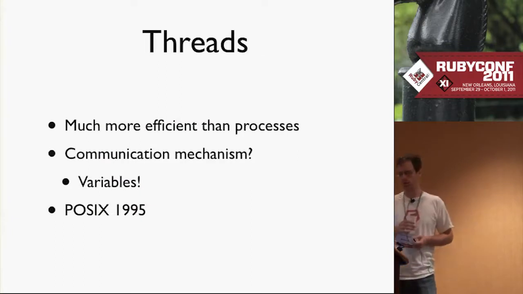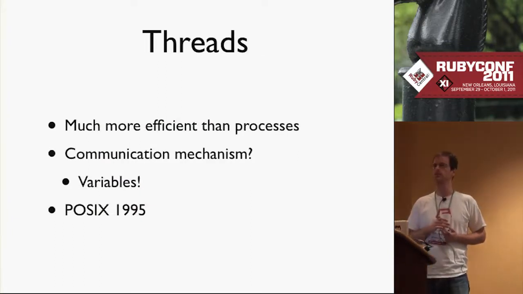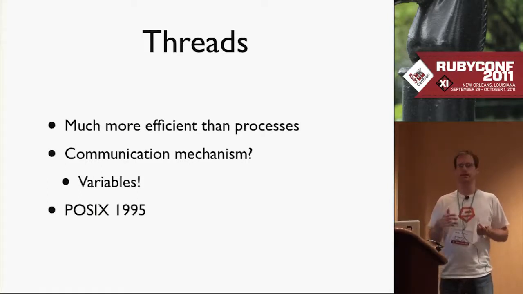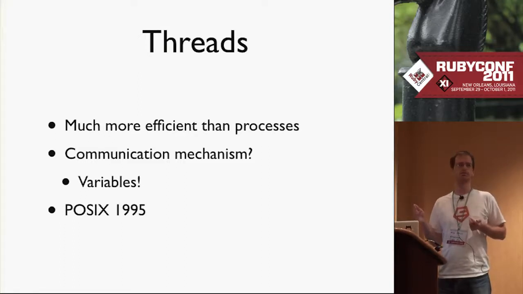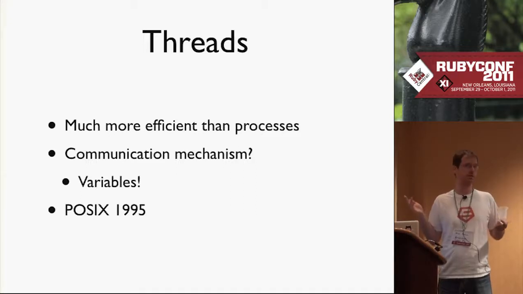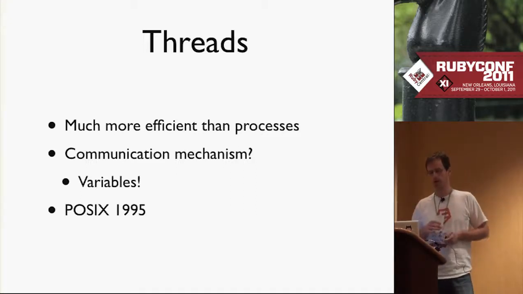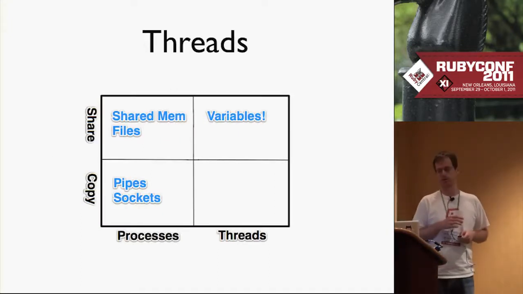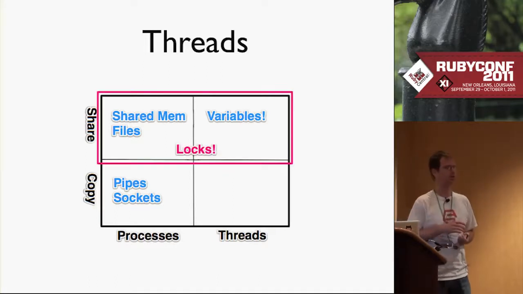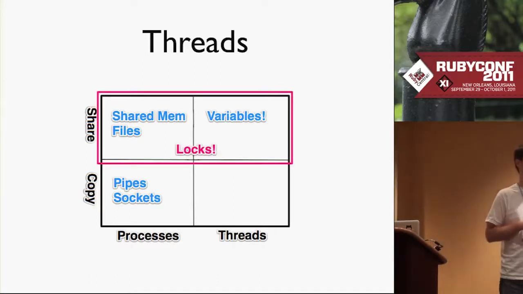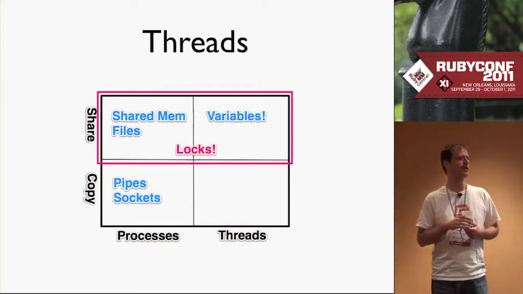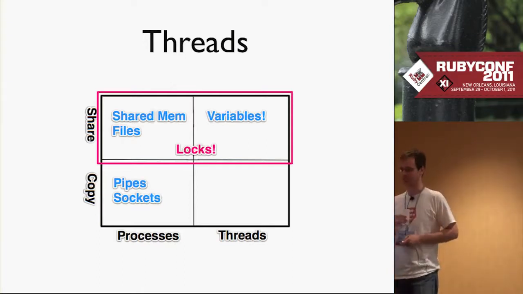So threads, I contend, are much more efficient than processes, especially in the Ruby world. But POSIX never defined any mechanism for communicating between threads aside from just variables. Unfortunately, and this is how it breaks down, obviously, it breaks down into that fourth quadrant. But unfortunately, that means we have to use locks. And nobody likes locks. At least I hope nobody likes locks. If you like locks, let me know. I'd like to talk to you more.